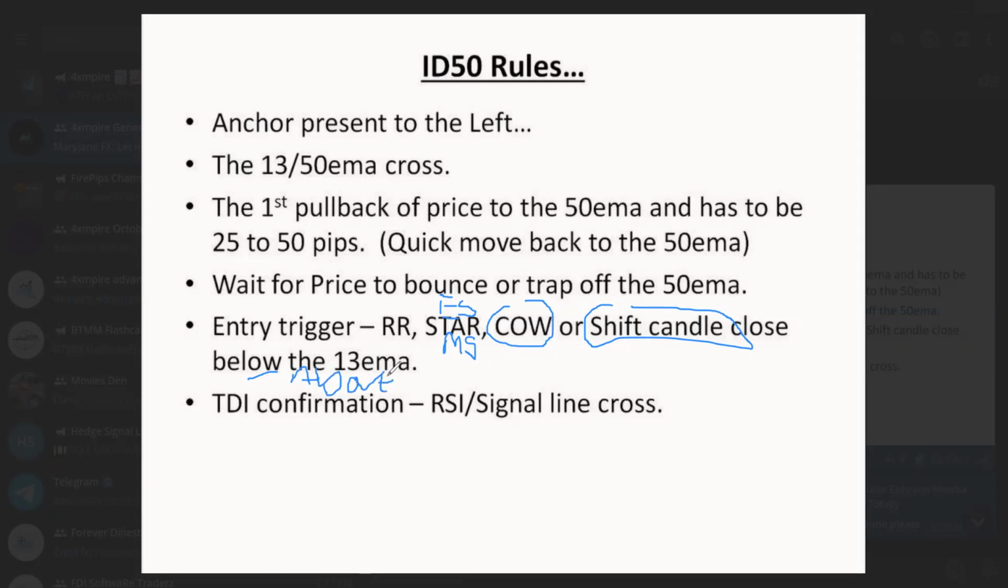If you are looking to buy, this candle should close above the 13 EMA. Any of these candlestick formations here should close above the 13 EMA.